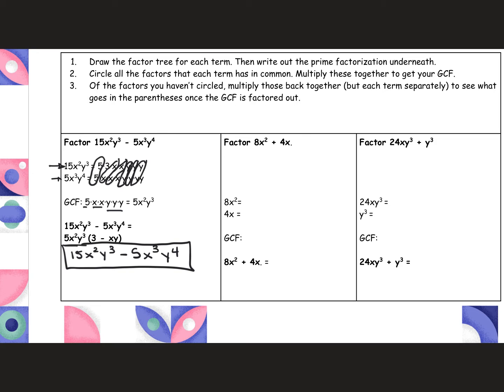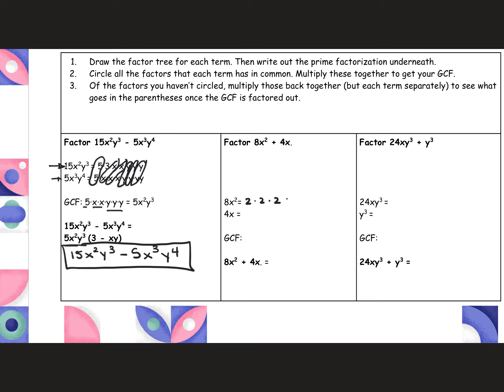All right, so now we're going to look at this example and we're going to work it out ourselves. It says factor 8x squared plus 4x. With 8, we know that we can multiply 2 times 2 times 2.